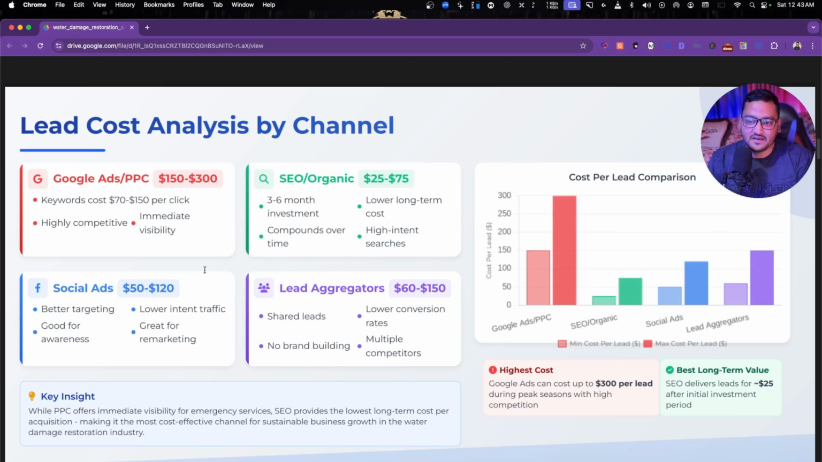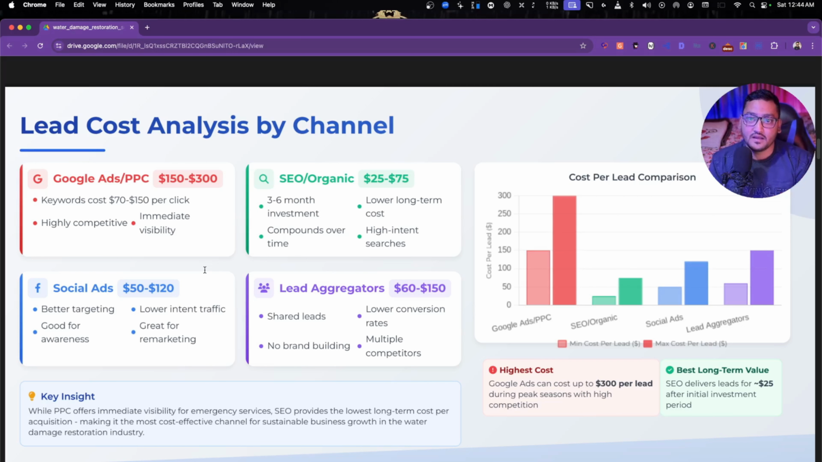We can see here the reason why we are seeing the estimation: if you got one lead for $500, maybe your next lead comes at $200. So the average cost is somewhere between $150 to $300.